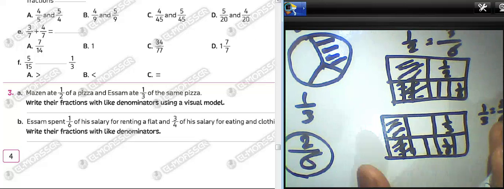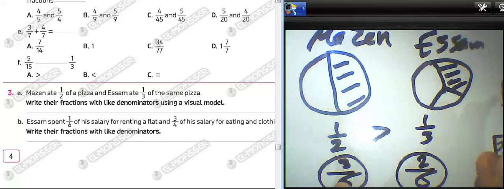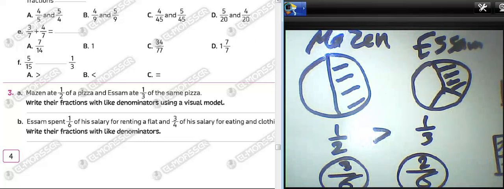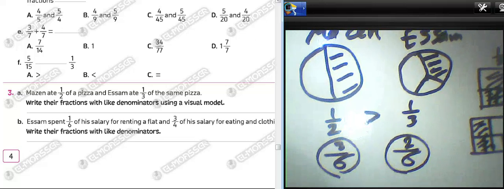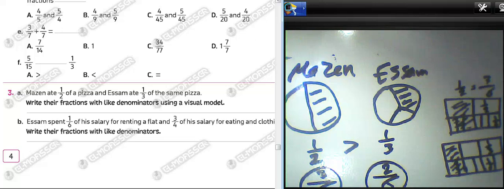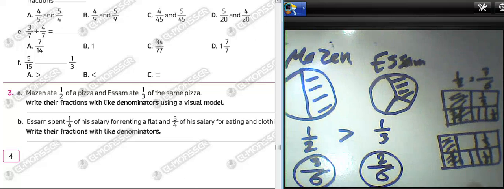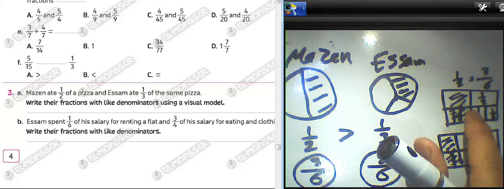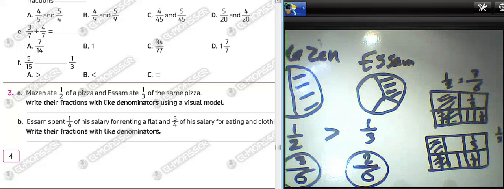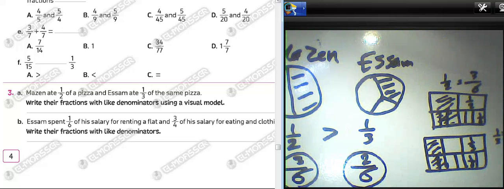Okay, we can use the visual model, or this model about pizza: color the circle and draw a half of the first and a third of the second, or you can draw 2 rectangles and color the area, half here and third here. Okay, that was question letter A.